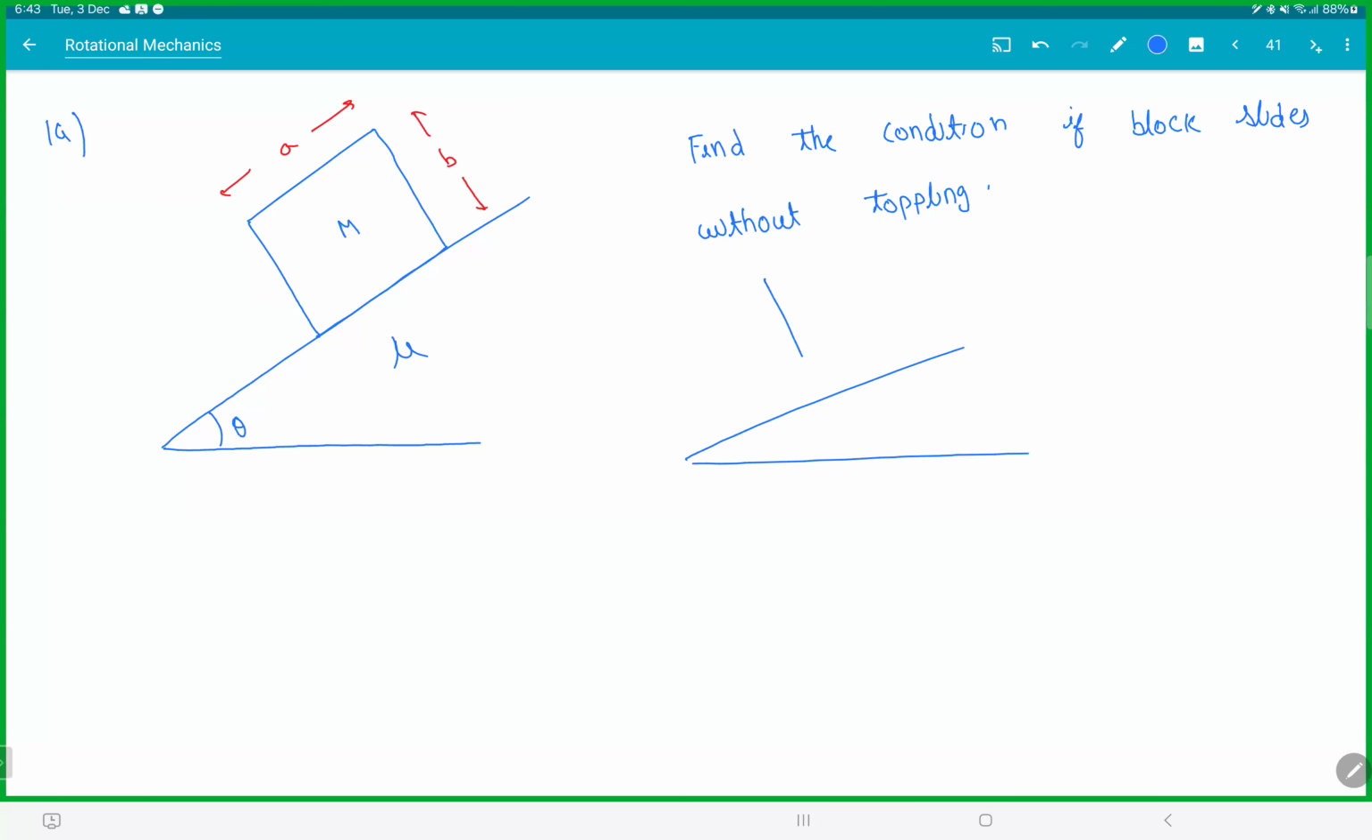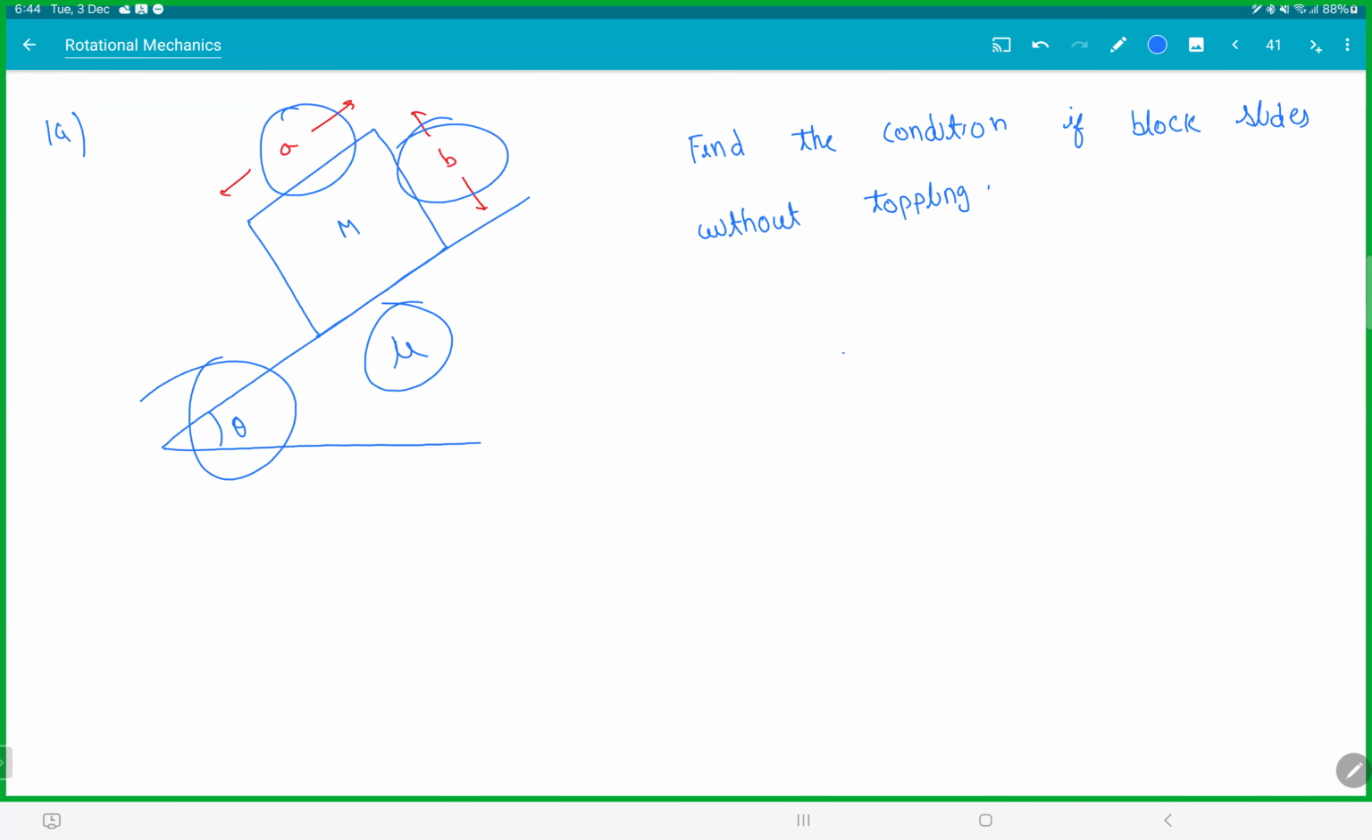For example, if I take a block like this, won't this fall first before sliding? Yes, this will topple first before sliding. If I take a block like this, it will slide. There is a higher chance of sliding than toppling. So you will get a relation between A, B, mu, and theta. They have to satisfy certain values for this to happen.